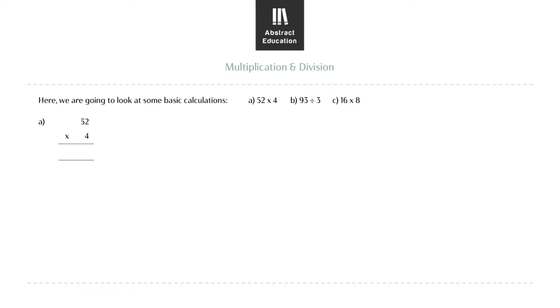For question A, we have 52 multiplied by 4. To begin, we must first multiply the units by 4 and then the tens by 4. 2 times 4 equals 8 and 5 times 4 equals 20.